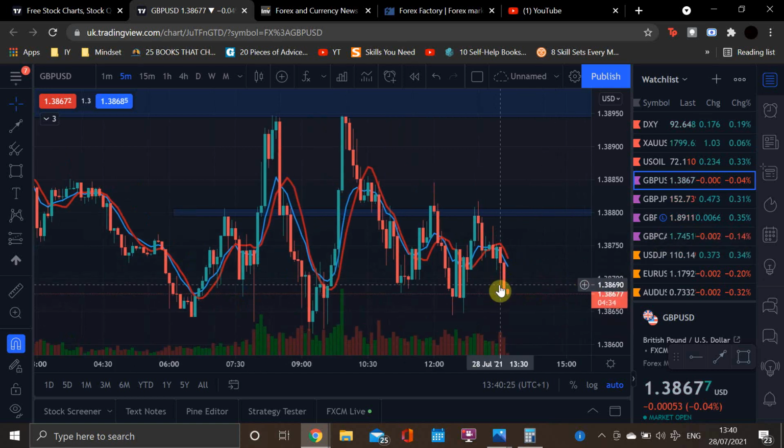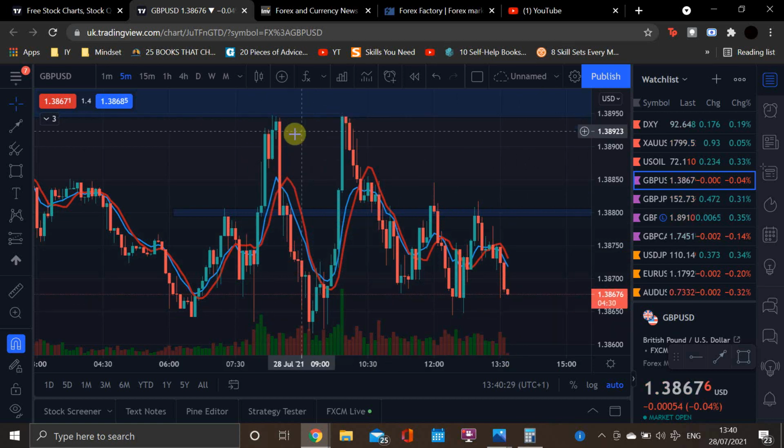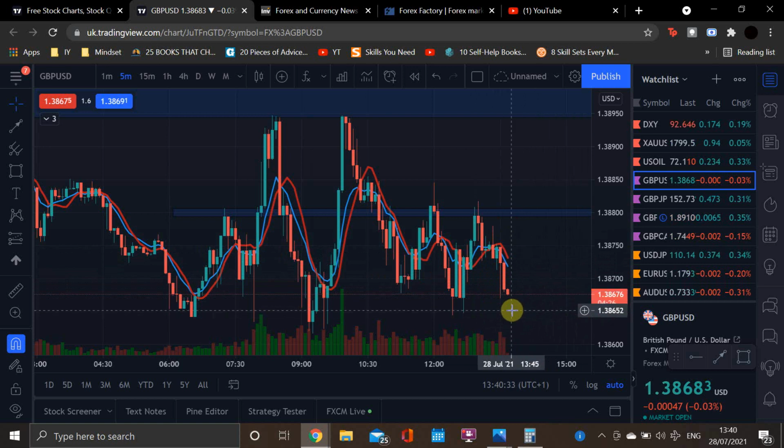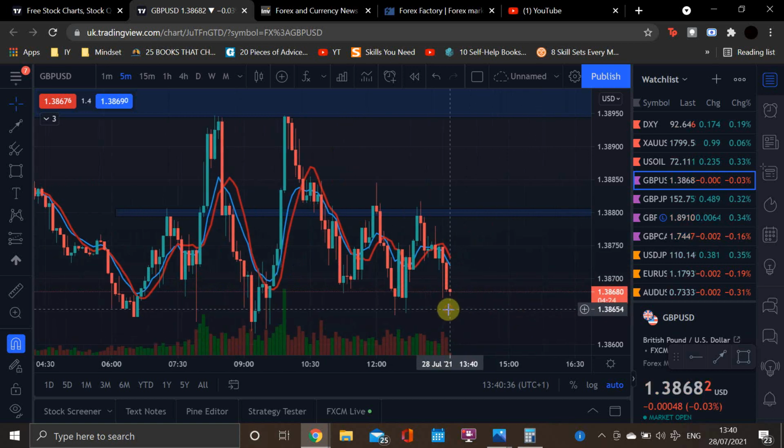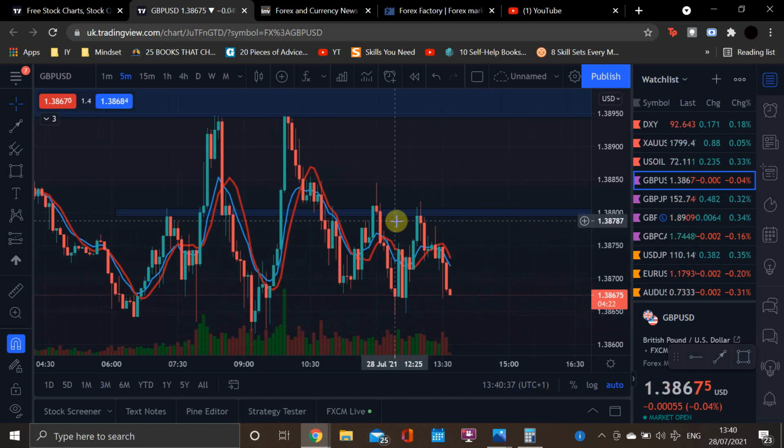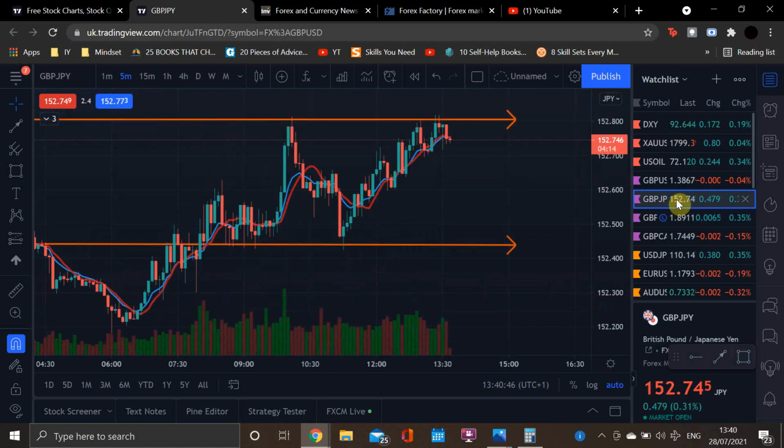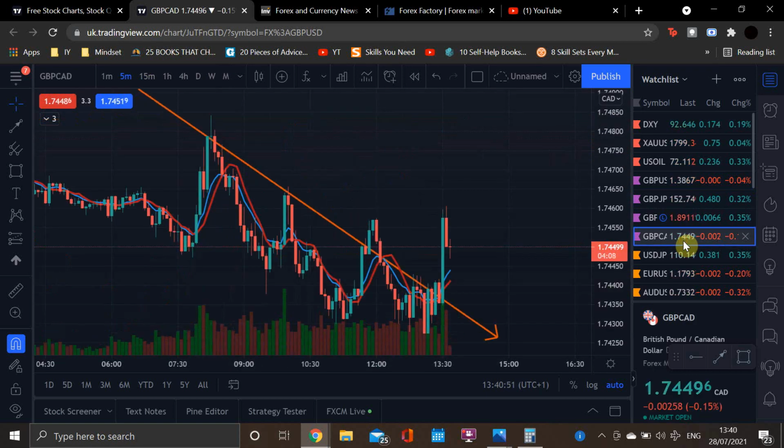Okay. It's rejected this area twice. The thing is, I don't think it's purposely trying to do that. I feel like it's still trying to get up. Let's wait. GBP JPY, nothing. GBP CAD.